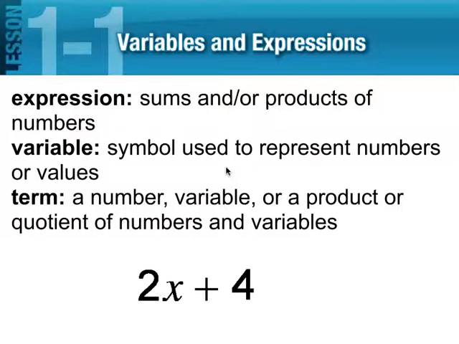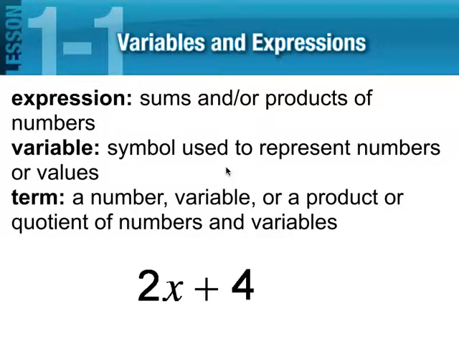Okay, a variable is a symbol used to represent numbers or values. You can use any sort of symbol. Generally, we use a letter. We use like x, we use like n. Okay? A term is a number, variable, or a product or quotient of numbers and variables.